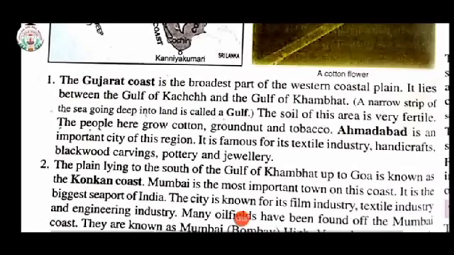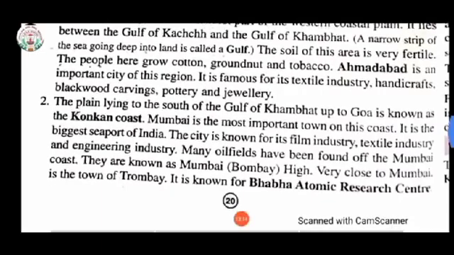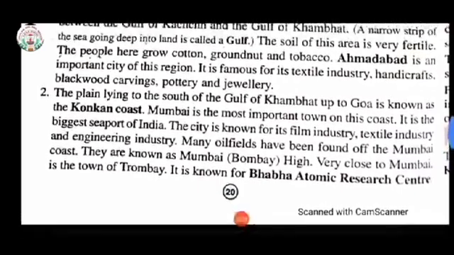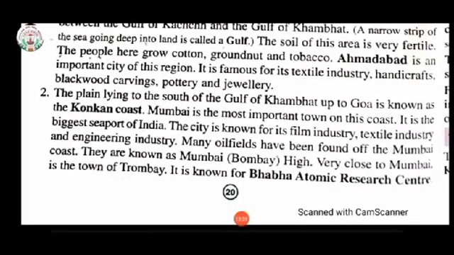Now come to the Konkan Coast. The plain lying to the south of the Gulf of Khambat up to Goa is known as the Konkan Coast. Mumbai is the important town on this coast. It is the biggest seaport of India. The city is known for its film industry, textile industry and engineering industry. Many oil fields have been found off the Mumbai coast. They are known as Mumbai High.